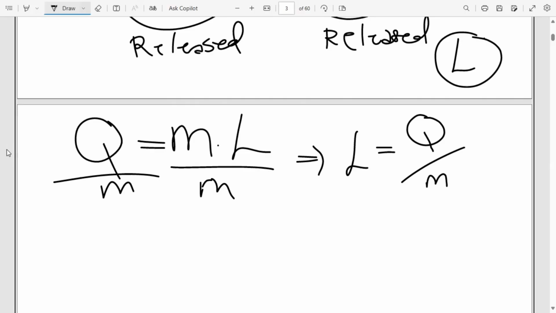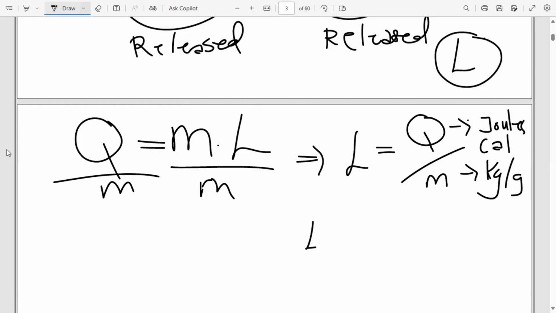So what are the units of specific latent heat? Energy is in joules, Q is in joules. We bring back dimensional analysis. Mass is in kilograms, or we can also use grams. Heat can also be in calories. It depends on the units that you've been given.